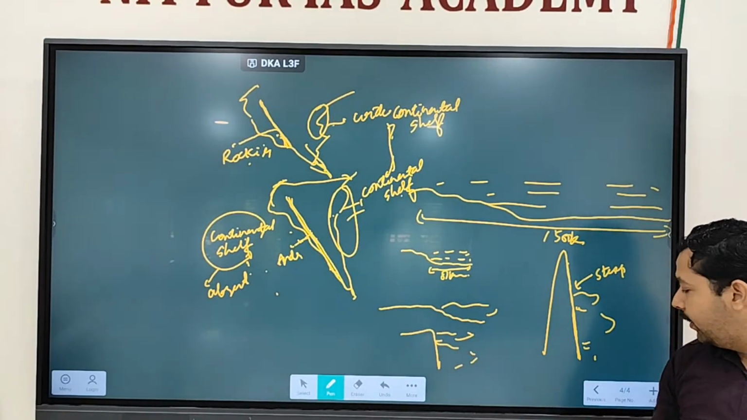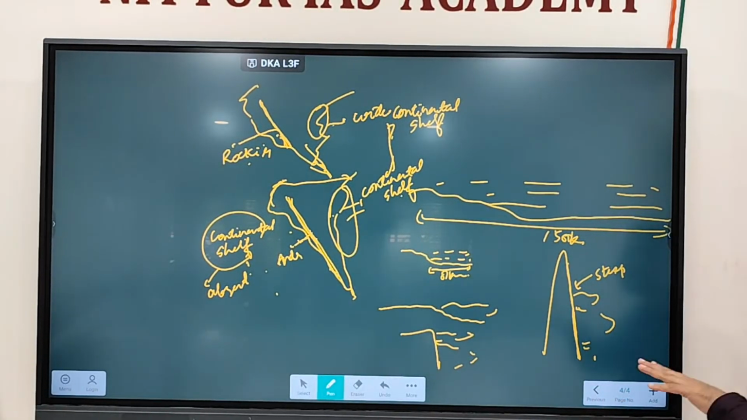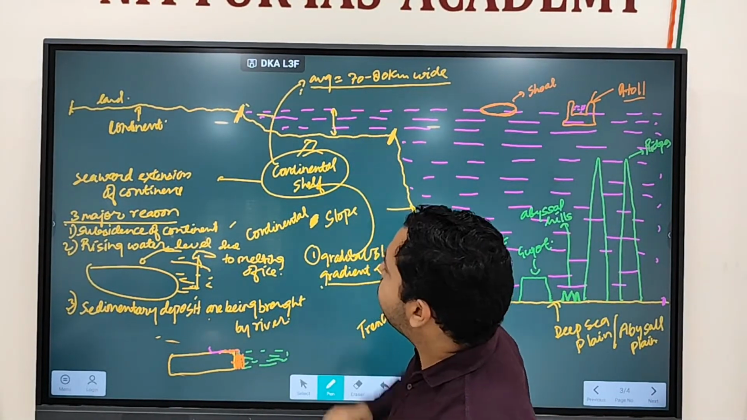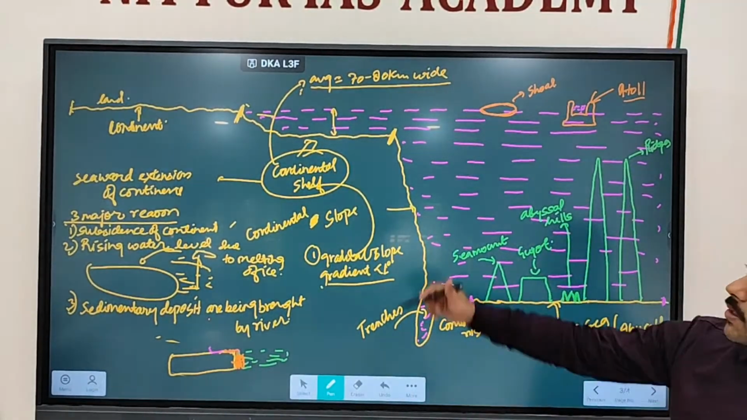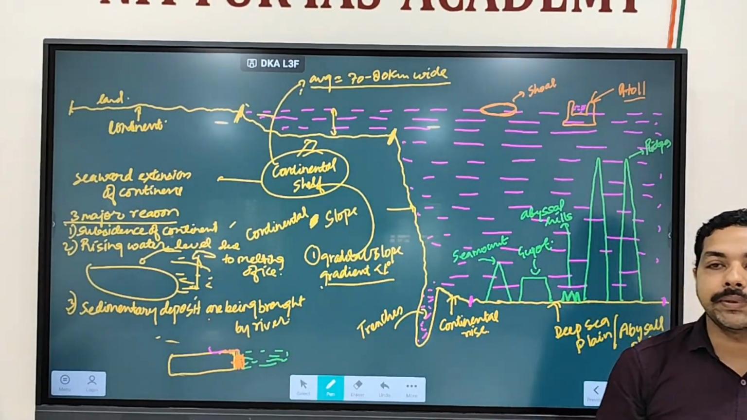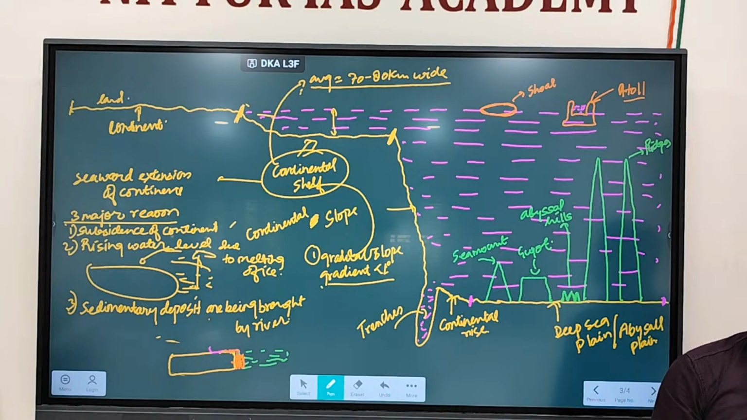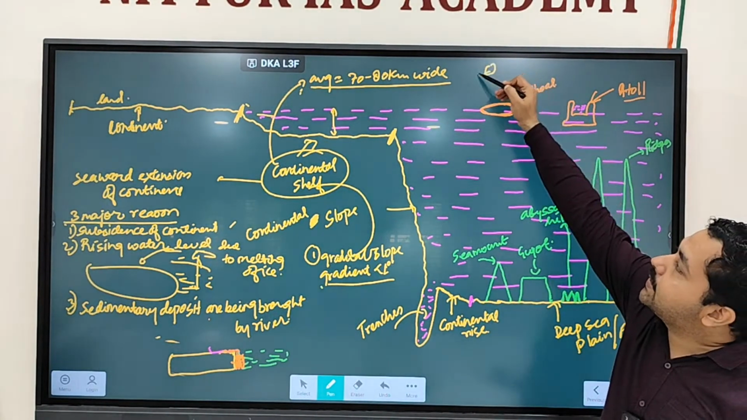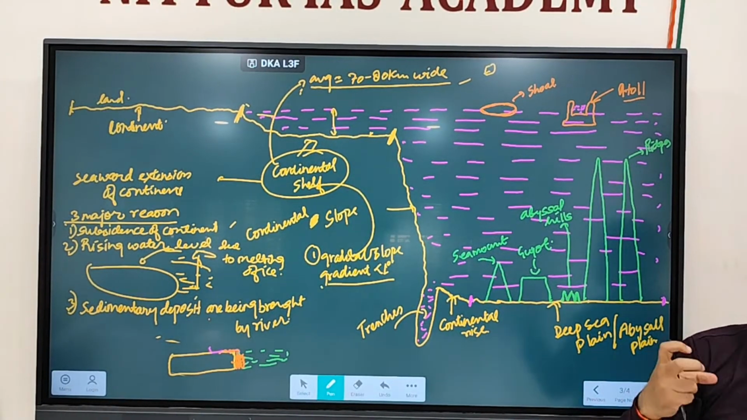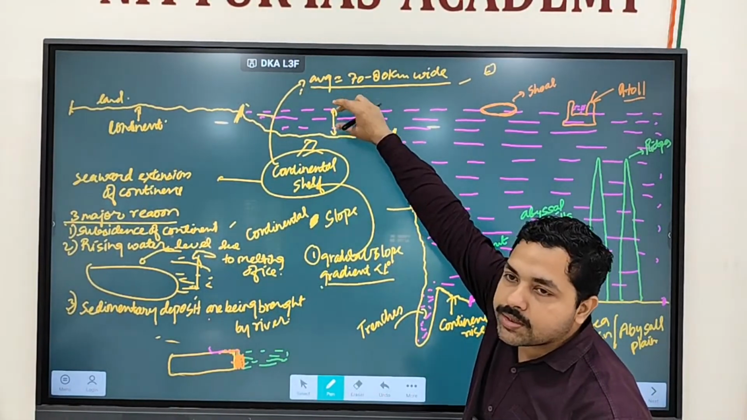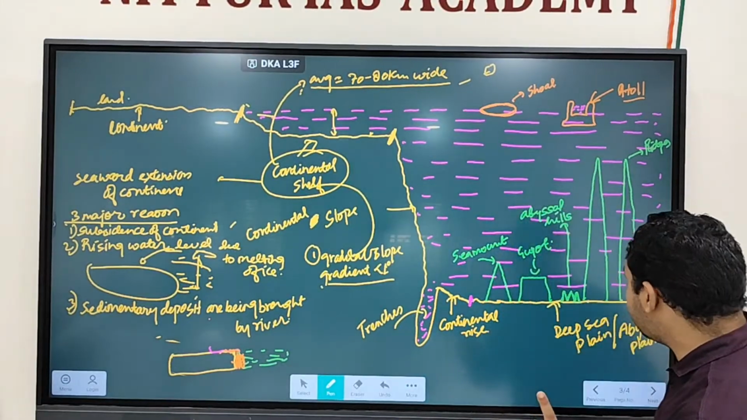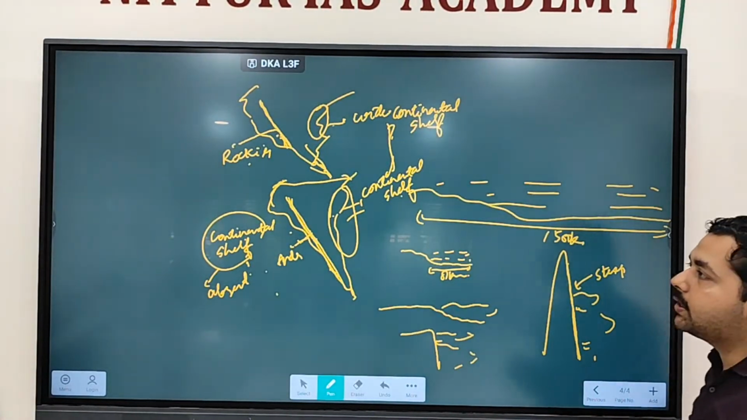Fine. Now, since this continental shelf is closest to the surface, to the sea level, what can happen? The sunlight can easily penetrate. Sunlight can easily penetrate in the continental shelf region. Clear? Since this region is closest to the surface, sunlight can easily penetrate in this particular region. So that's why the continental shelf is very important.